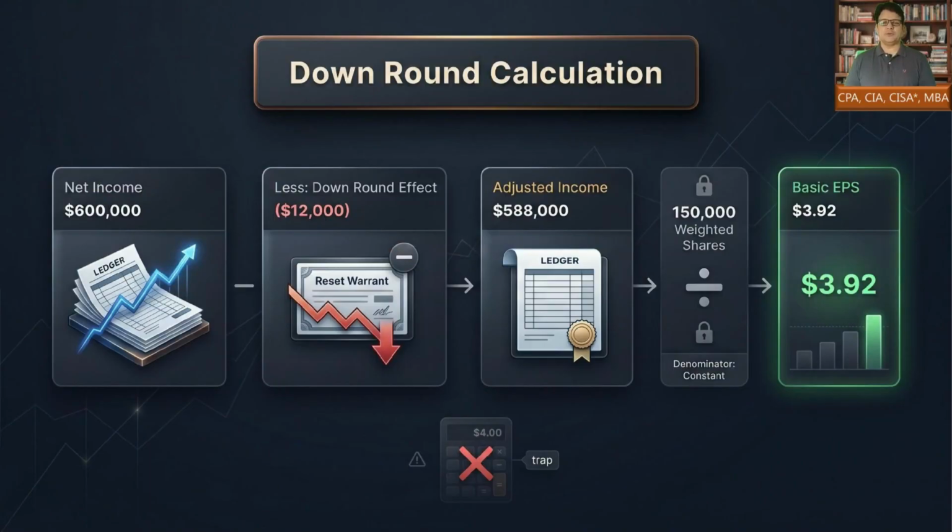Start with net income of $600,000, deduct the down round effect of $12,000, and adjusted income available to common shareholders becomes $588,000. Divide that by 150,000 weighted shares, and basic EPS is $3.92. If you ignored the trigger, you would get $4, which overstates basic EPS.